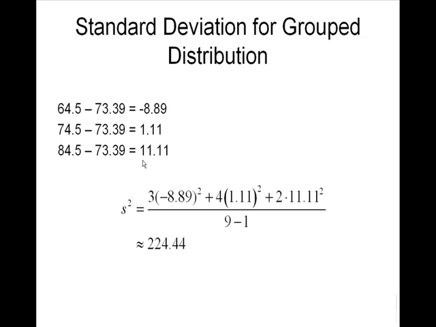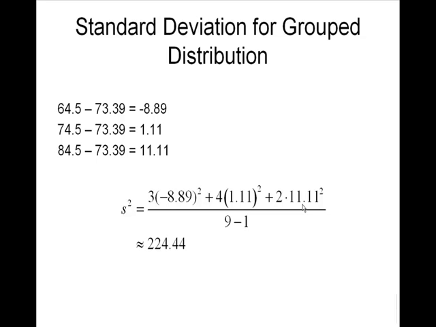Now we need to go ahead and square those and add them up. But remember, there were 3 data values that had a deviation of negative 8.89, so I take 3 times negative 8.89 squared. There were 4 data values that had a deviation of 1.11, so 4 times 1.11 squared. And there were 2 data values that had a deviation of 11.11, so I get 2 times 11.11 squared. The most common thing that students forget to do is to multiply those frequencies in there.